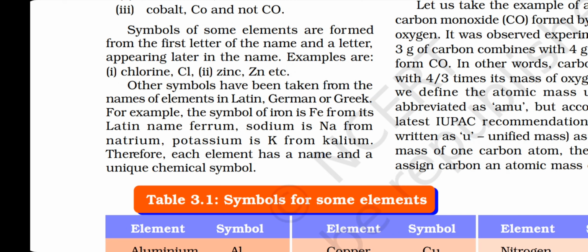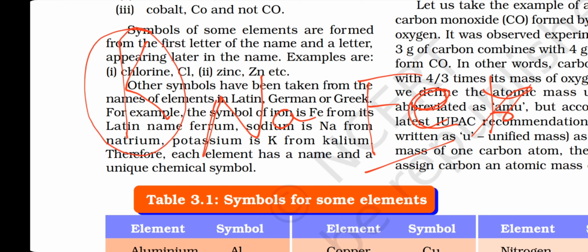Symbols are also taken from the Latin, German or Greek name. For example, the symbol of iron is Fe, as its Latin name is ferrum. So it is called Fe, not Ir. Sodium is Na, from natrium, which is the Latin name, and potassium is represented by capital K, from kalium. Okay.